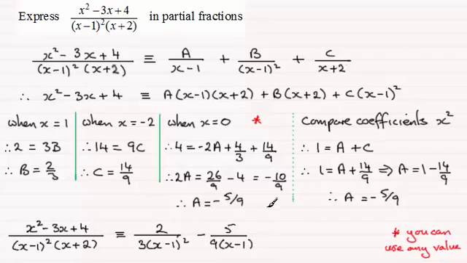And then finally we've got plus c over x plus 2. c was 14 ninths, so plus 14 over 9 times x plus 2. And there you have it.